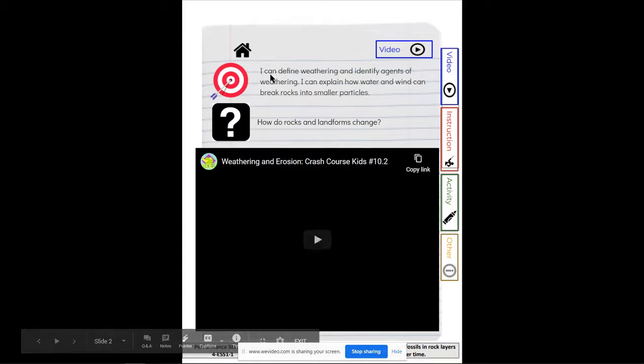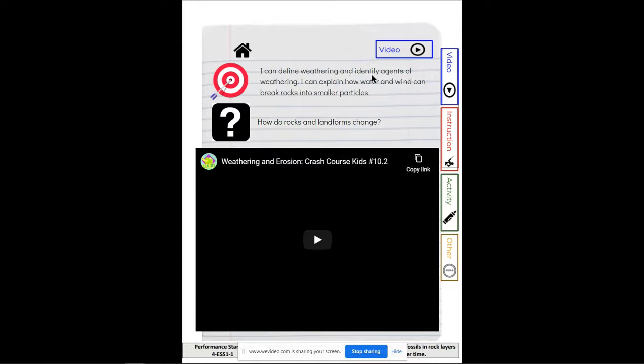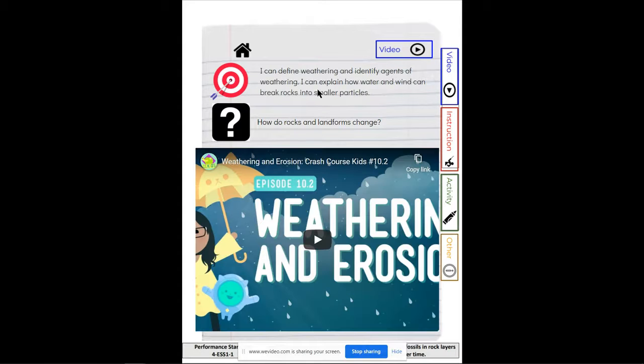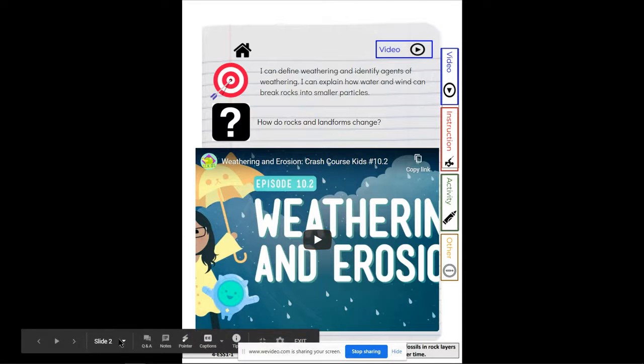So your goal is you can define weathering and identify agents of weathering. You're also saying that you can explain how water and wind can break rocks into smaller particles. This is a great little background video to give you information about weathering and then explain the difference between weathering and erosion. Remember, our focus today is on weathering.